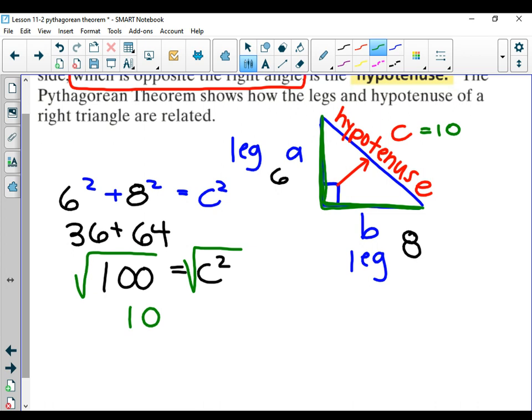So C is already squared if you find that. C is already squared, but we don't want that as our final answer. We want just regular C. So that's why we had to square root it. Is that why we learned the square root for this? Can you imagine?